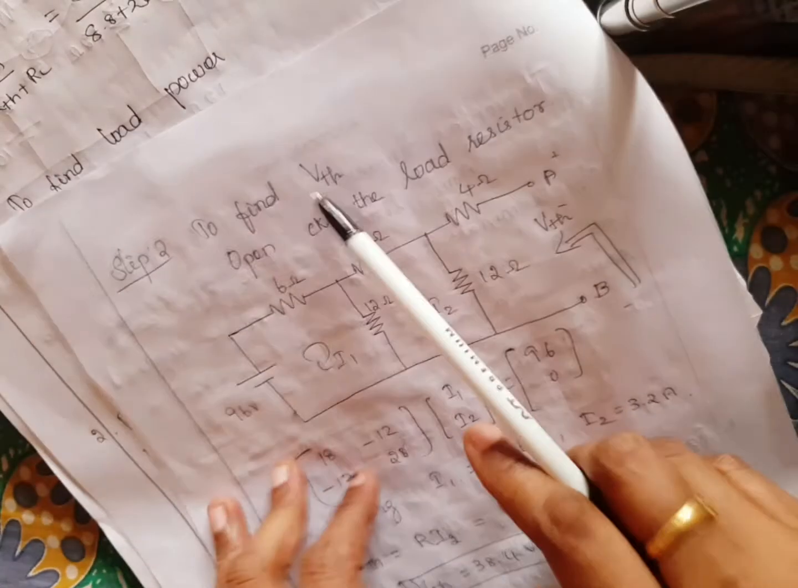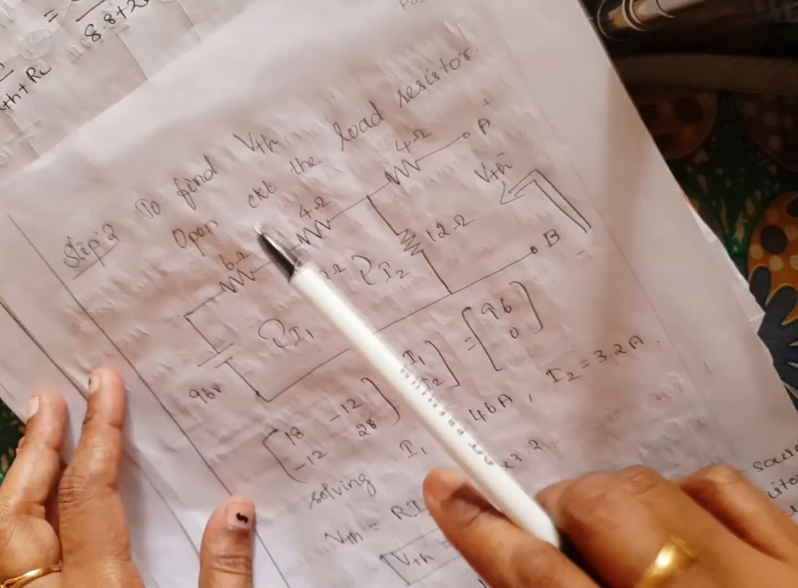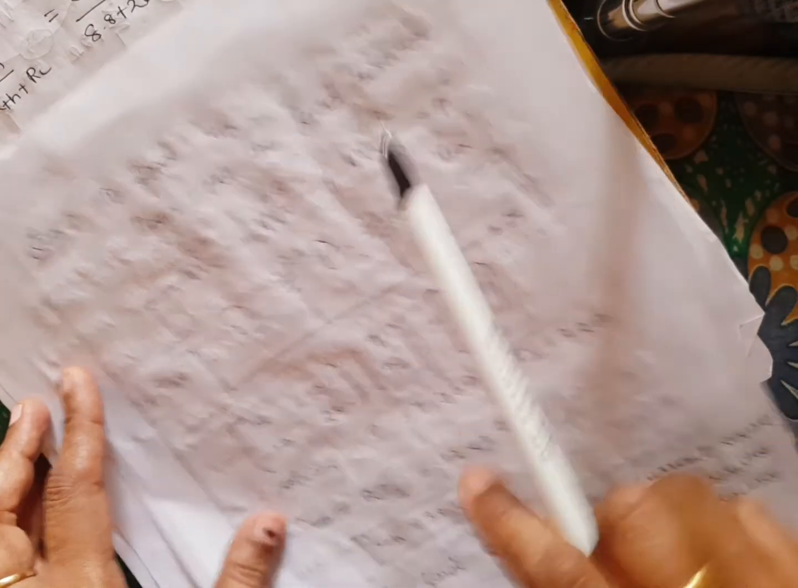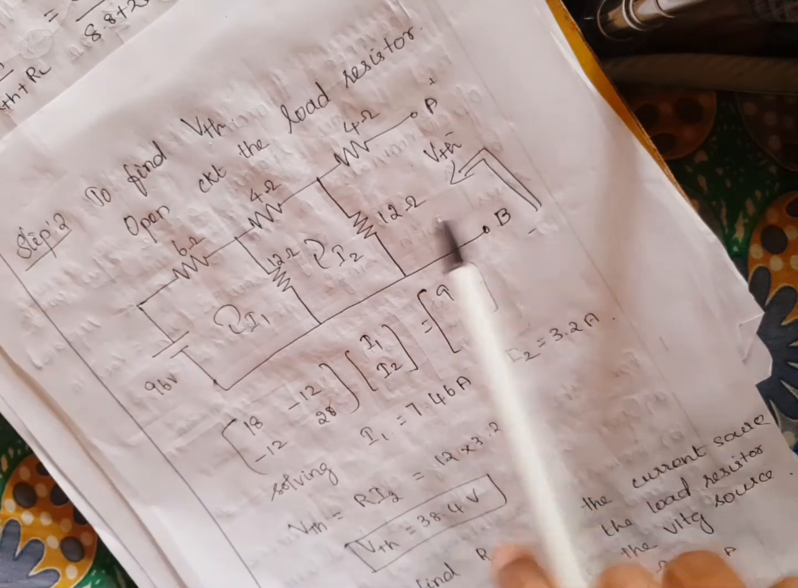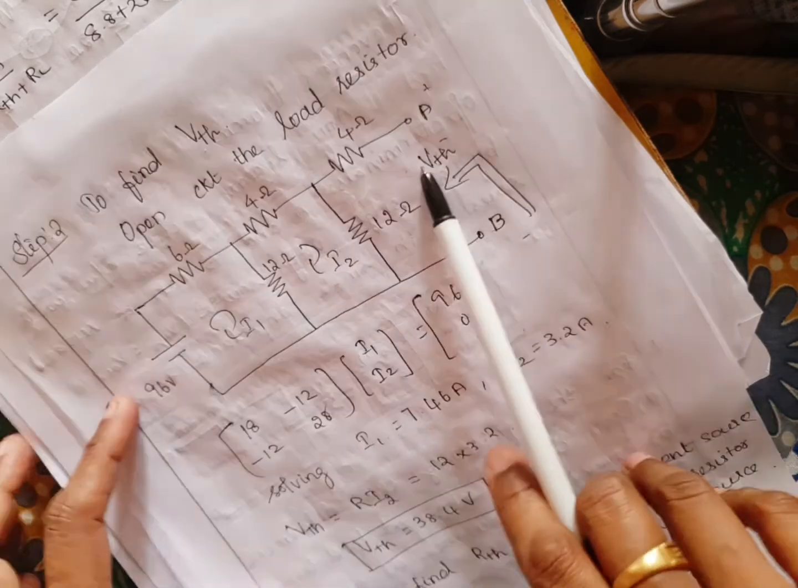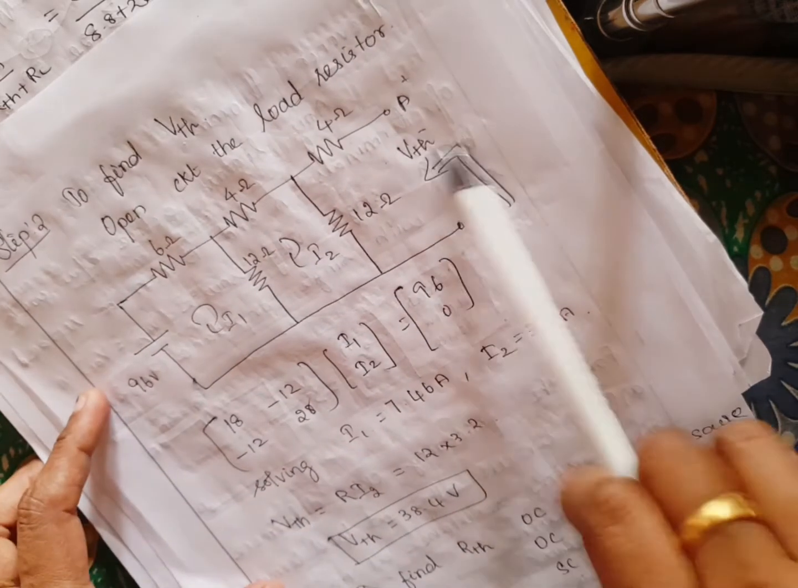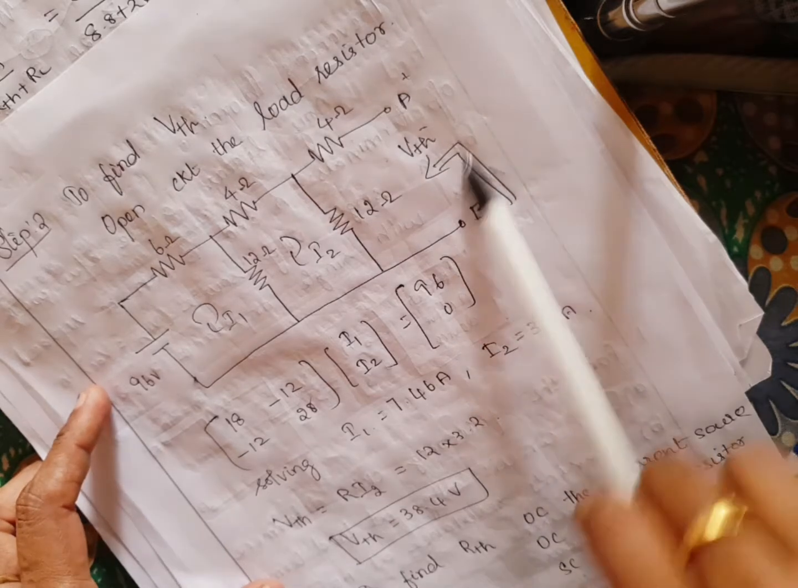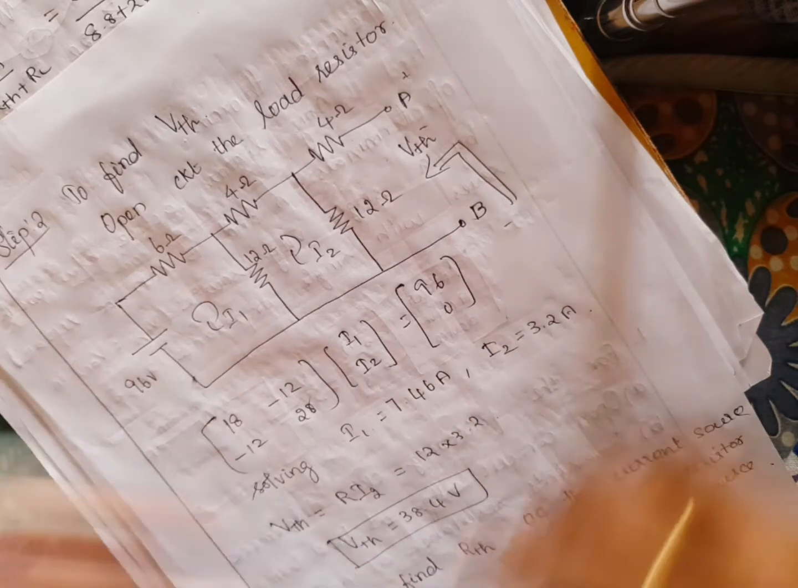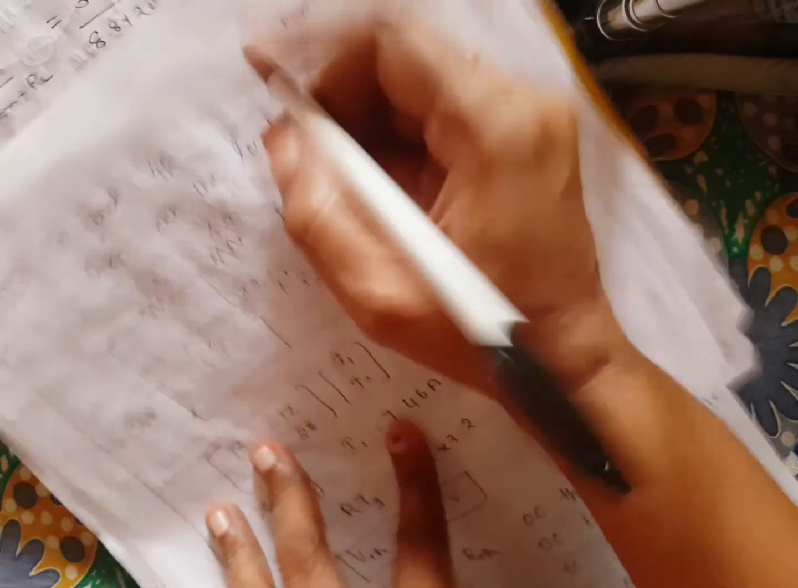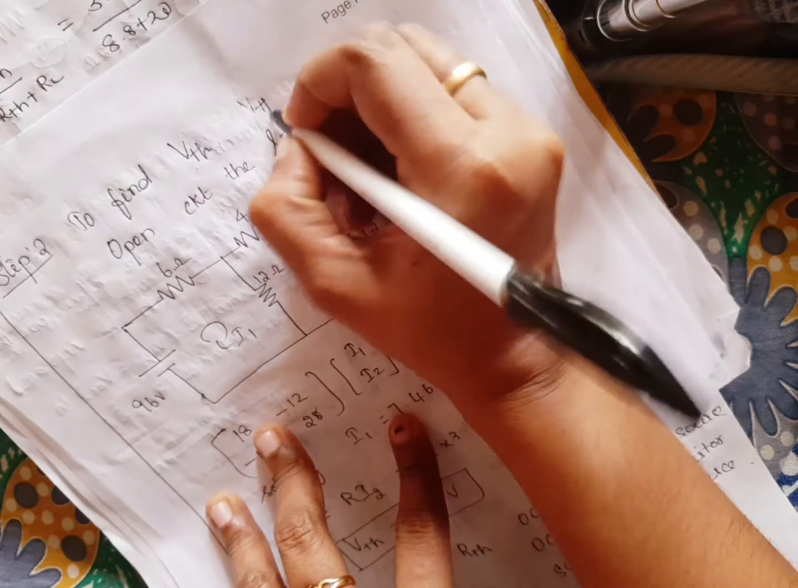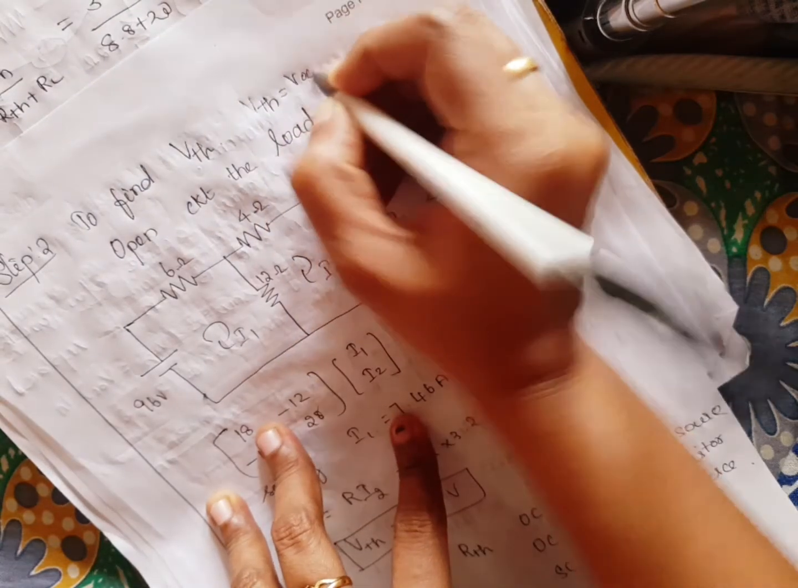Okay, so first step you want to find Thevenin's voltage. What is the step to find it? We open circuit the load resistor, we disconnect the place where the load is. Okay, so open circuit the load resistor. So if you open circuit the load resistance, what happens? So it is the open circuit. So Thevenin's voltage is the open circuit voltage.